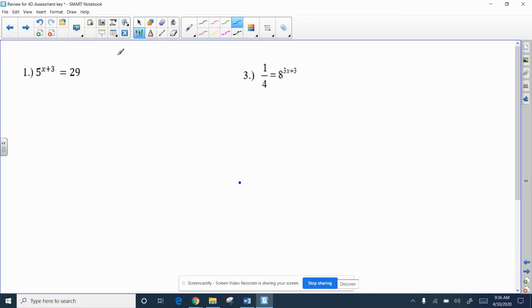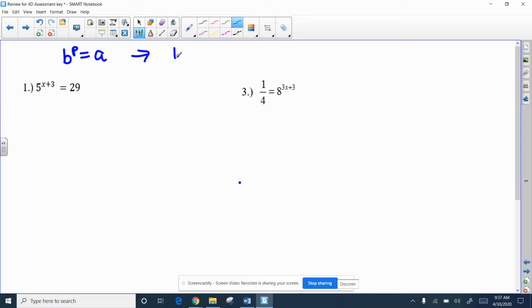So remember with exponential equations, the first step is to isolate. So we are trying to get this in the form b to the p power equals a. Then once it's in that form, we change it to logarithmic form, log base b of a equals p, and then we can solve for x. All right, so number one, step one's already done. It's already in the form b to the p power equals a. So step one, already done.